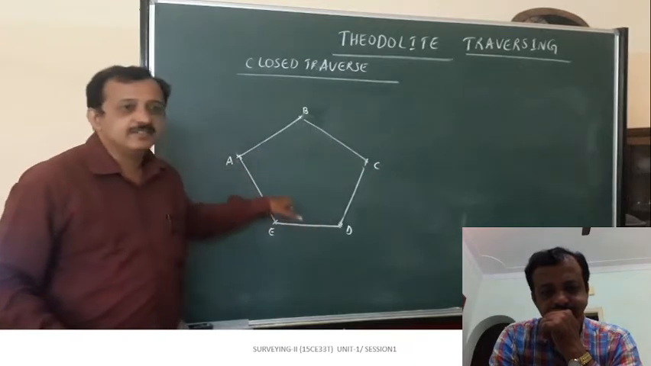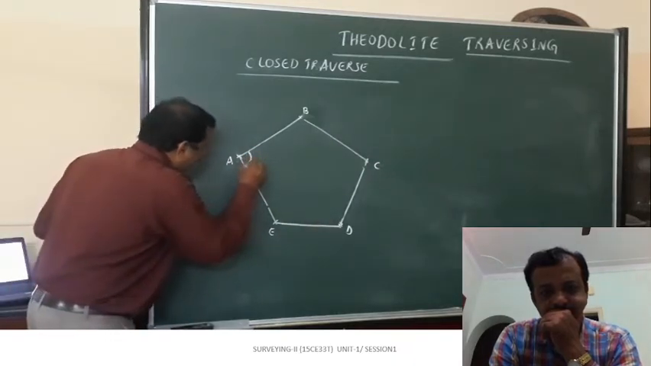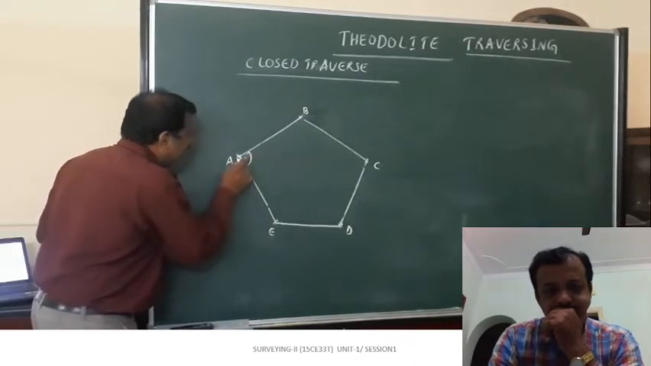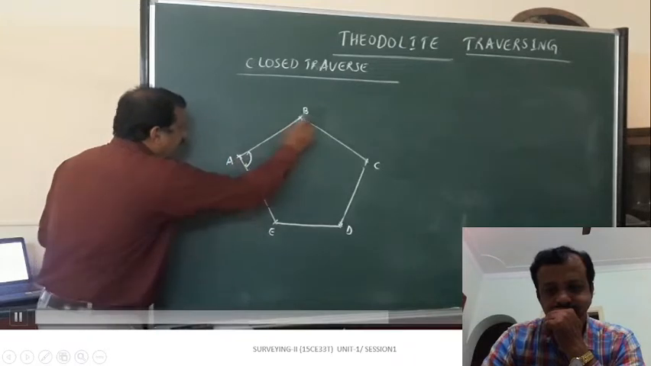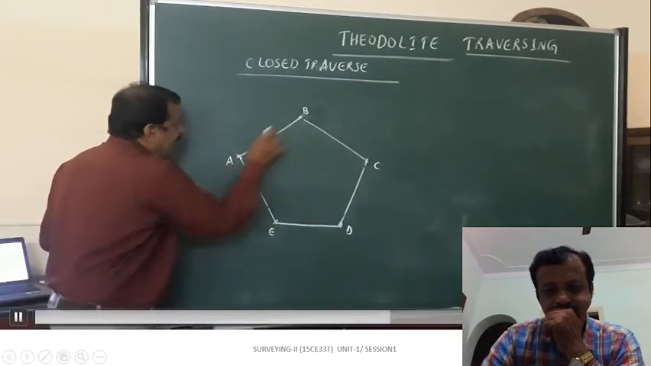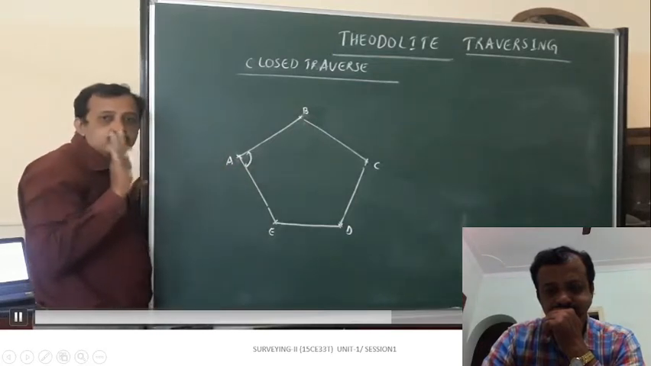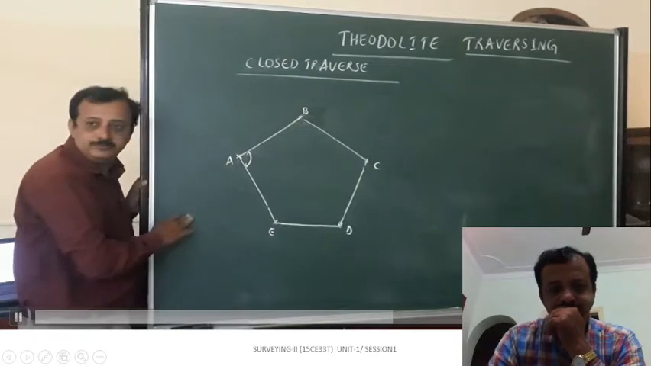After measuring this length, right? Now, the interior angle I have to find at A. I want to find out the interior angle EAB. Okay? So how to find out this angle EAB using theodolite? Using the theodolite we find the angle EAB.